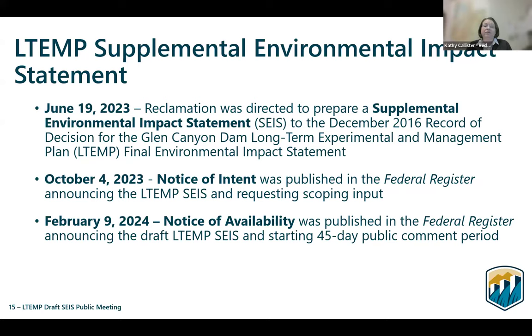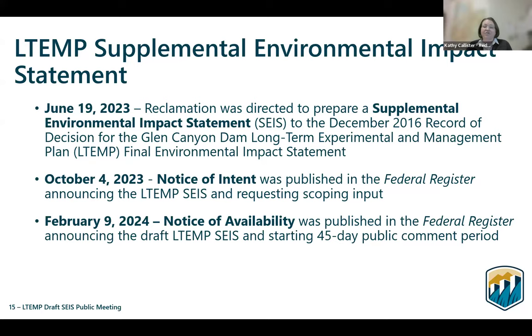On October 4th, 2023, Reclamation published a notice of intent in the Federal Register that announced the LTEMP SEIS process and requested scoping input. Based on that scoping input, we prepared this draft SEIS, and on February 9th, a notice of availability was published in the Federal Register announcing the draft LTEMP SEIS, which started the 45-day public comment period.